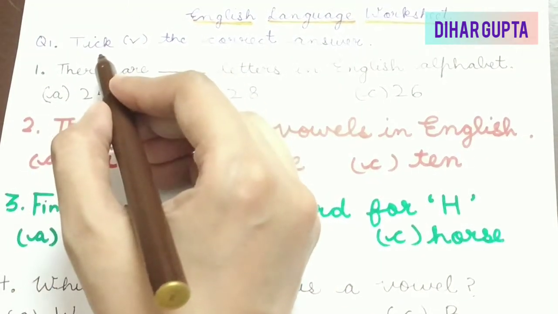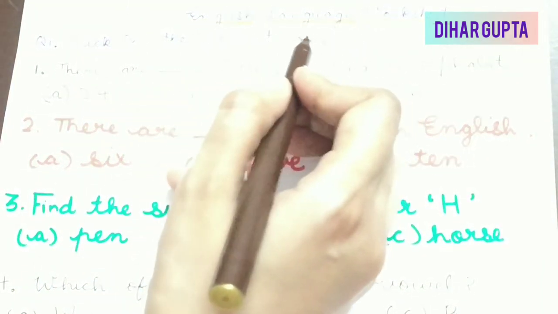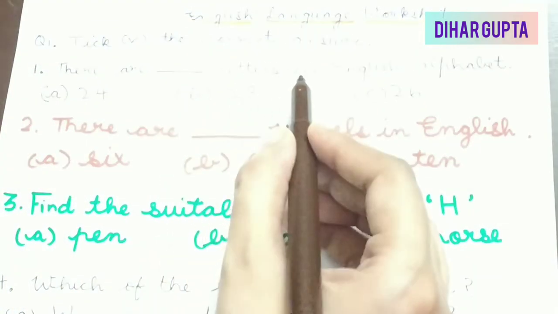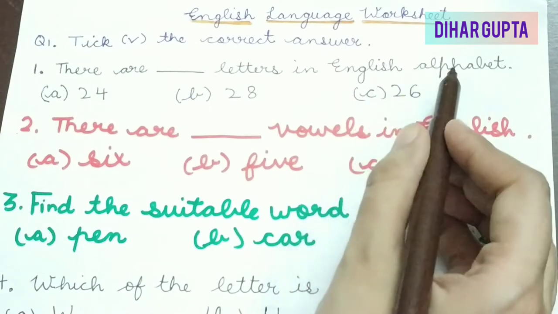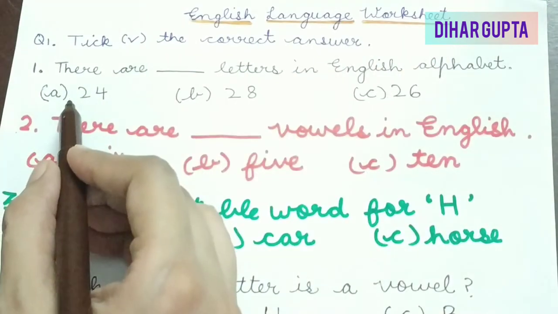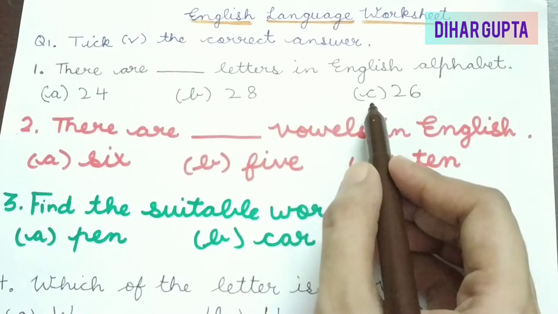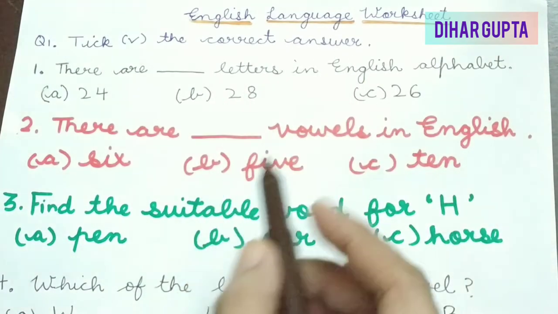Question number 1. Tick the correct answer. 1. There are dash letters in English alphabet. Is it 24 or 28 or 26? So our answer is 26.